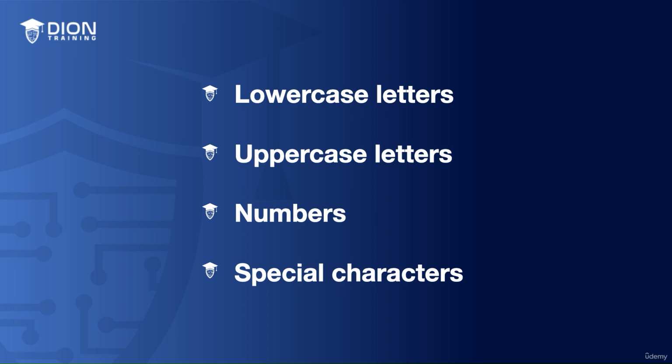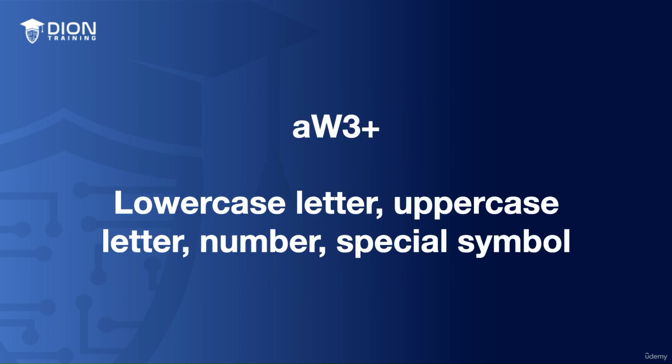So if we use all 4 of these character types, we no longer just have 10,000 combinations using our 4-digit numeric password, but we can now have a password like capital W, 3, plus, which is considered to be complex since it has a lowercase letter, an uppercase letter, a number, and a special symbol. This gives us 72 characters that can be used in each of the 4 characters in the password, or 72 to the 4th power, which is 26,873,856. This is 2,687 times more secure and complex than using just a 4-digit PIN.